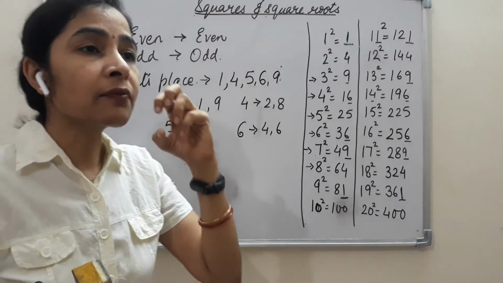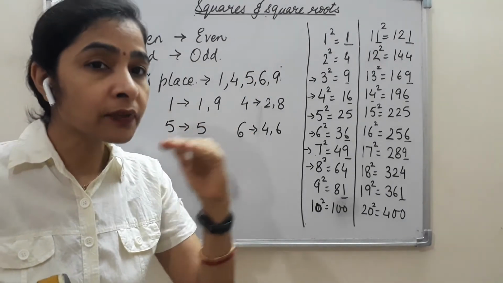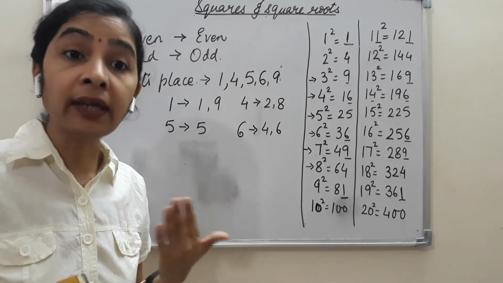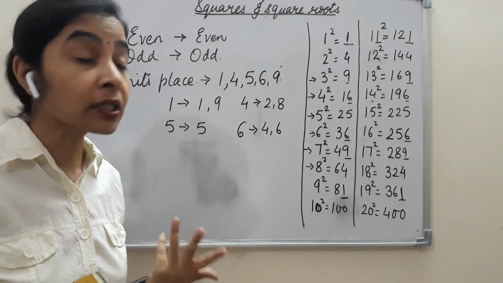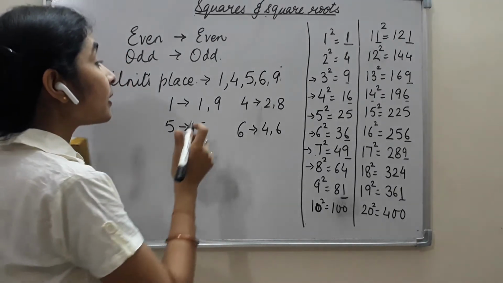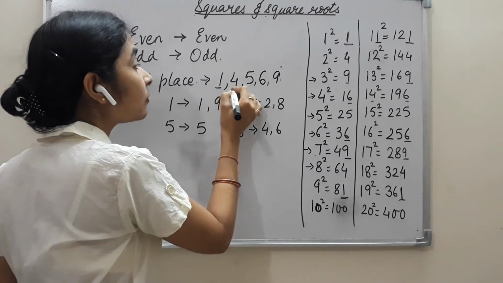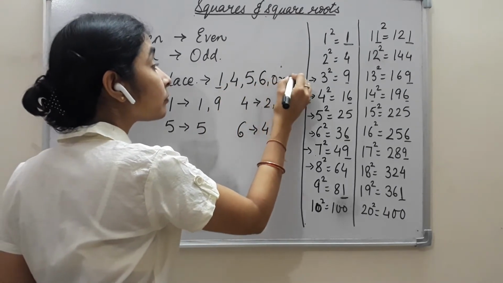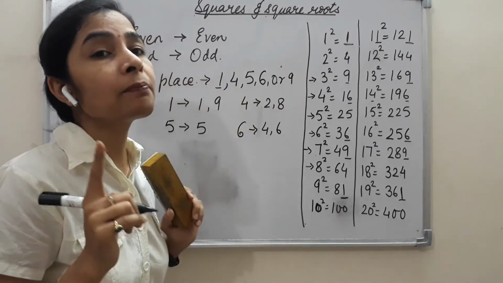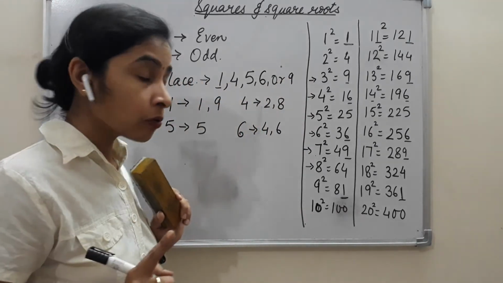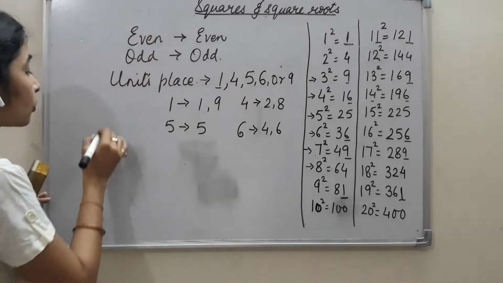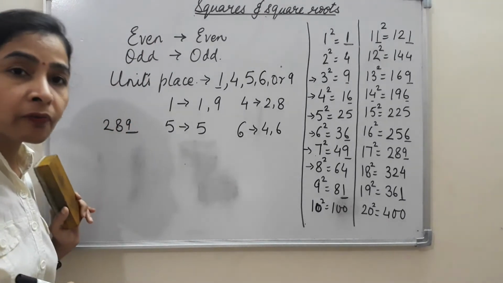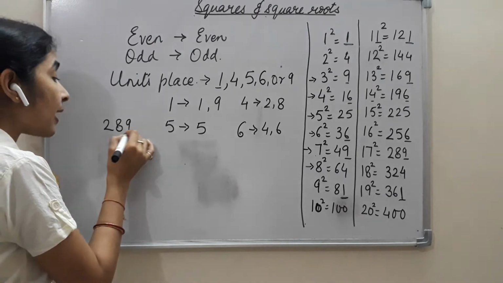Now if someone asks you that by observing a particular number, can you tell whether it can be a perfect square or not, then you can see that if the number ends with 1, 4, 5, 6 or 9, then it can be a perfect square. So if I talk about 289, then we can say that yes, it can be a perfect square because there is 9 at the end.